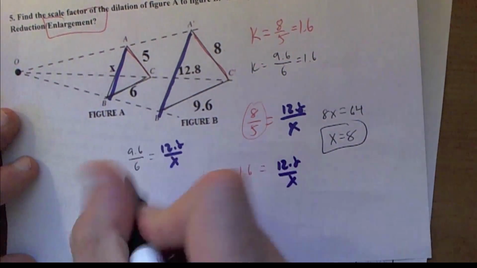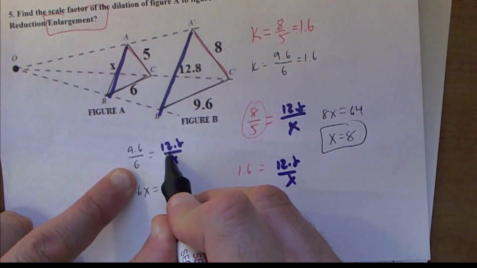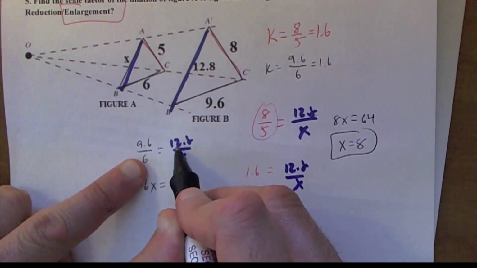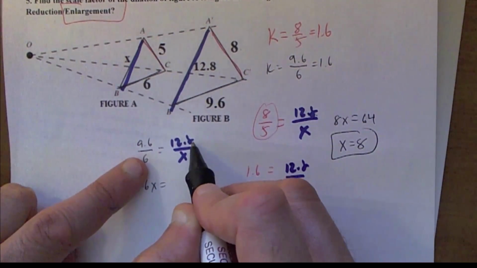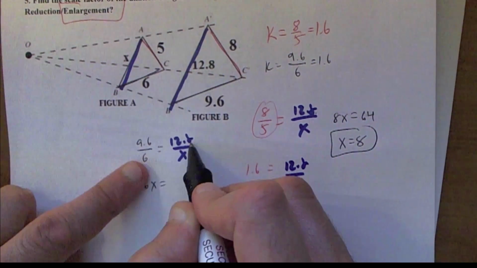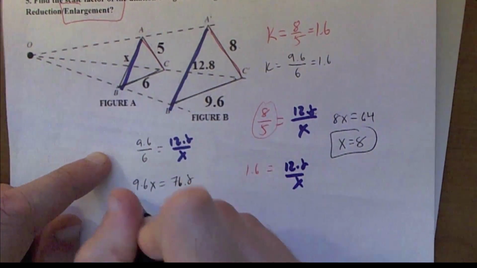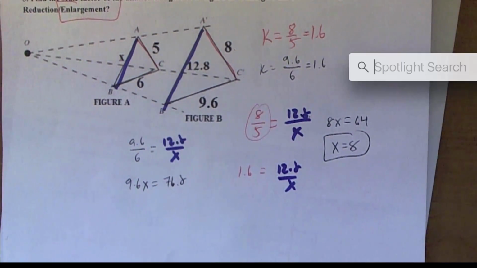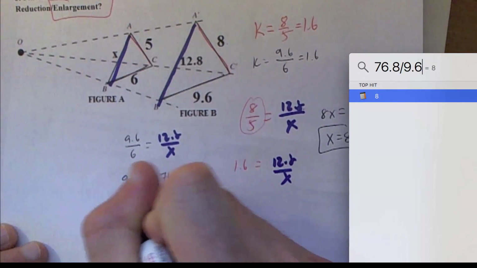If I do the other one, I would get 9.6x equals 12.8 times 6. 12 times 6 is 72. 6 times 0.8 would be 4.8. So 72 plus 4.8 is 76.8. Divide both sides by 9.6. Let's do that on the calculator. 76.8 divided by 9.6. Oh yes, that's also 8.